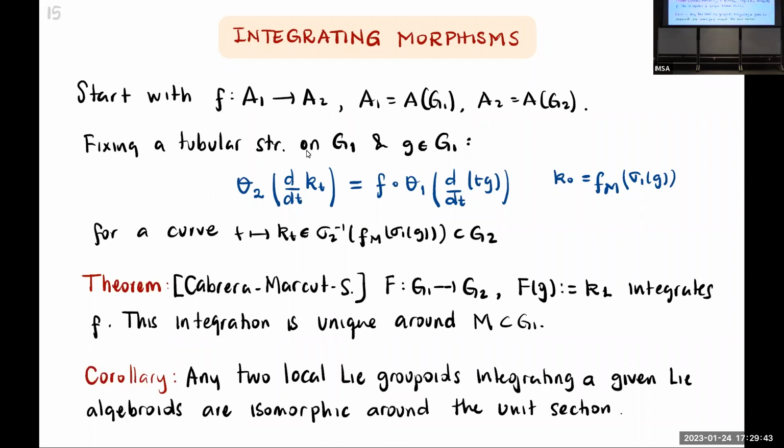So what we get is that you can integrate this Lie algebroid morphism to a Lie groupoid morphism F, and this is unique around the unit section. A corollary comes from the following. Suppose that you have G1 and G2, and they have the same algebroid A. So now you have the identity here, and you can integrate it around the unit section. And you can also integrate the identity in the other direction. So this gives you this corollary that any two local groupoids integrating the same Lie algebroid are isomorphic around the units.